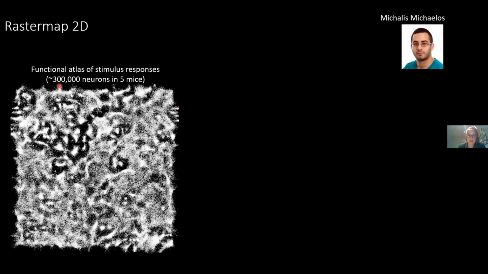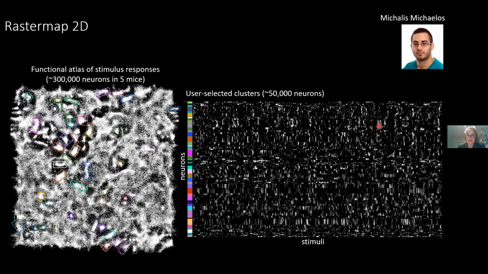Okay, so we do Rastermap on 300,000 neurons pooled over 5 different mice. These are recordings that Mihaly did. And in the GUI, you can choose clusters and you can try to look at activity and see if you can find patterns. What are these clusters responding to?